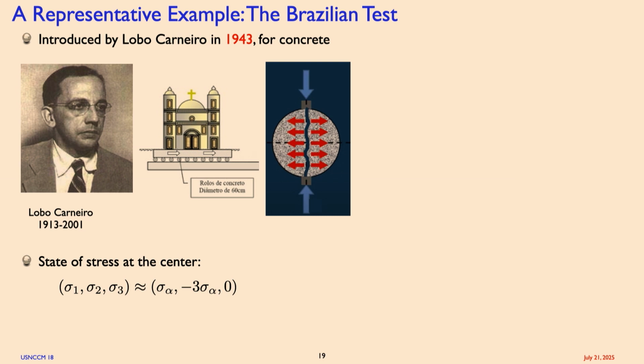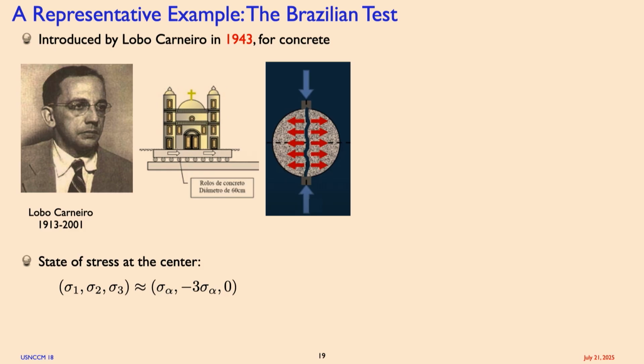Apparently they had done this successfully in Europe. Now, the sad story is that the church doesn't survive, but the Brazilian test does. So as Lobo had to use concrete because this was during the war and steel was prohibited.